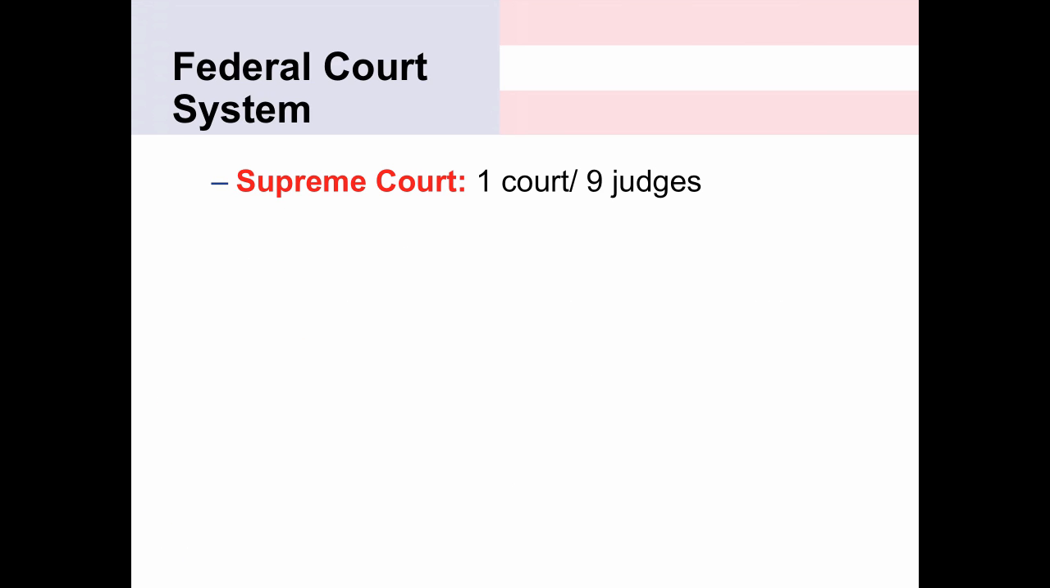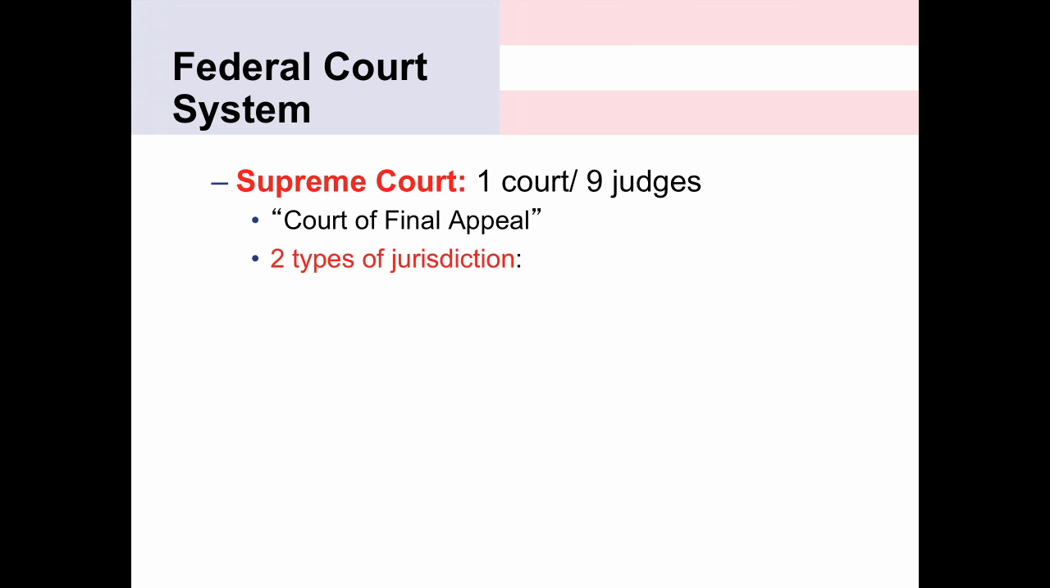And finally, we get to the Supreme Court. There's only one Supreme Court. That's why it's supreme. And there are 9 judges that sit on it. The Supreme Court is often called the Court of Final Appeal. What that means is that when a case is appealed to the Supreme Court, it will rule on it, and there are no appeals higher than that. There is no other entity or other court that can overturn a Supreme Court decision.